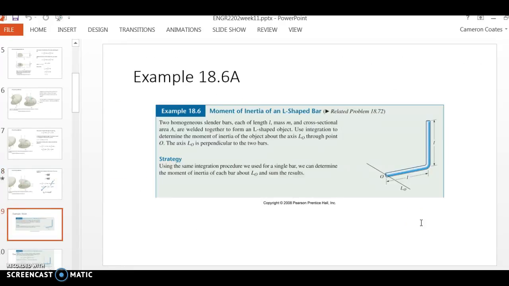Okay, alright, so moving on quickly to an example. I have two homogeneous slender bars, each of length L and mass M. We're given a cross-sectional area A, and they're welded together. We want to use integration to determine the moment of inertia of this object about the axis L sub O, which is an axis perpendicular to the bars at the end here. So this is a 1D type scenario, right? One length is much more significant than the other two.